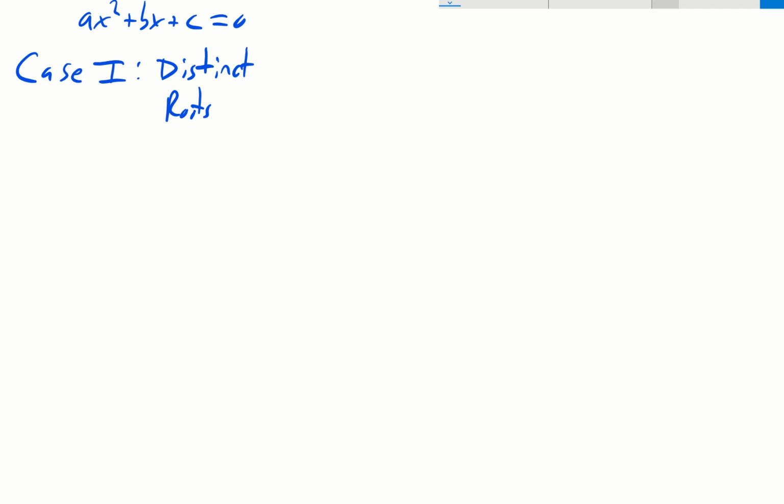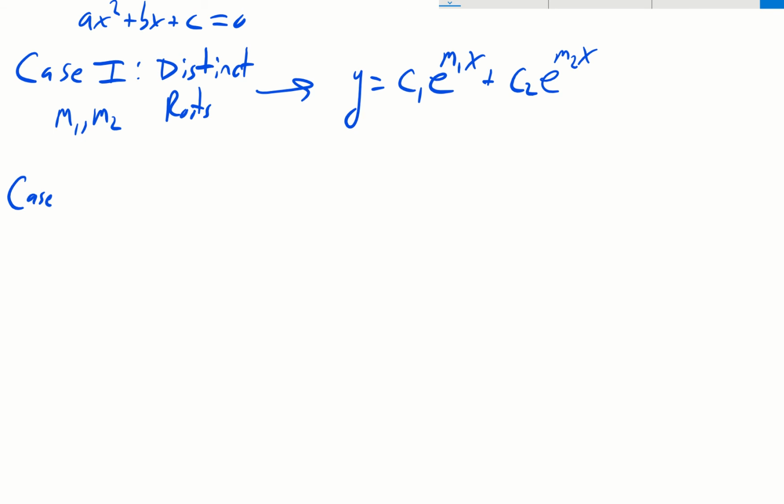So just to summarize, here's what we have. If we have our auxiliary equation, ax squared plus bx plus c equals 0, case 1 is distinct roots. When we have distinct roots, the solution looks like this. Let's call them m1 and m2 that are different. Then the solution is y equals c1 e to the m1x plus c2 e to the m2x.